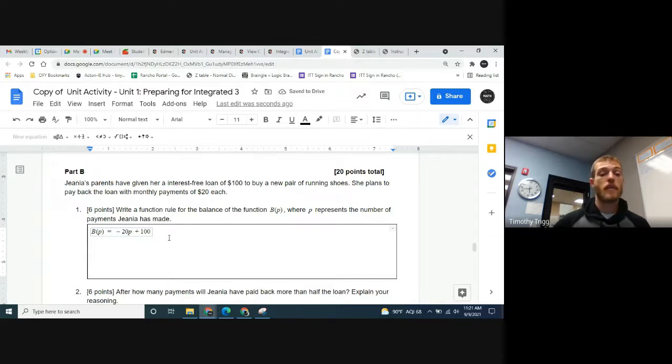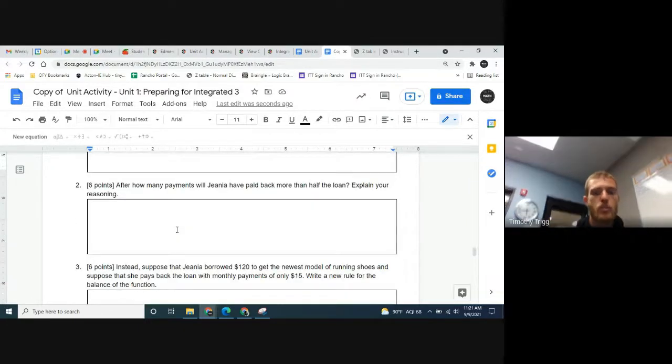So here's our function. So if she makes 0 payments, so negative 20 times 0 would be 0, plus 100. Oh, she would owe 100. That makes sense. What if she makes 1 payment? Well, that would be negative 20 times 1. Okay, that's negative 20. Plus 100, that's 80. So if she made 1 payment, she would still owe 80. You see how that makes sense, right? She made one $20 payment, she would still owe $80 to her parents. Okay, so here's our function, our rule.